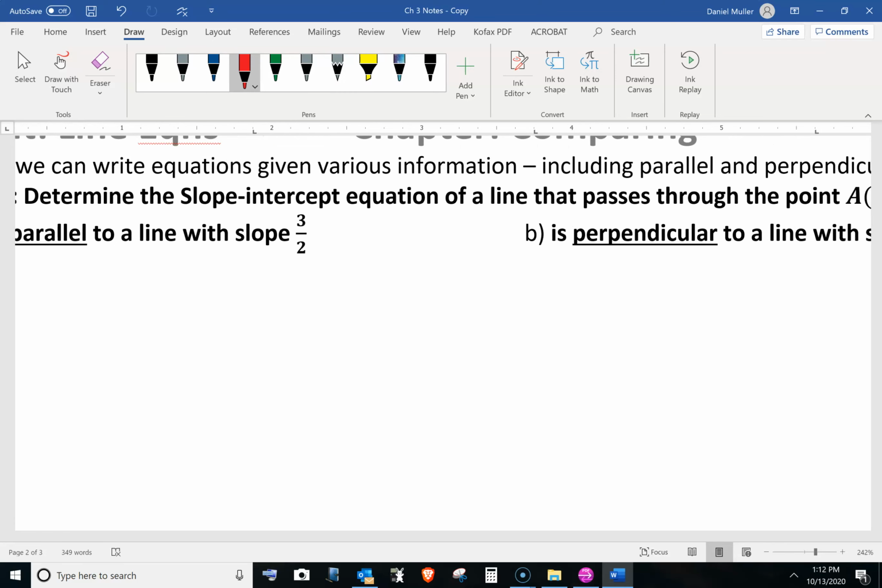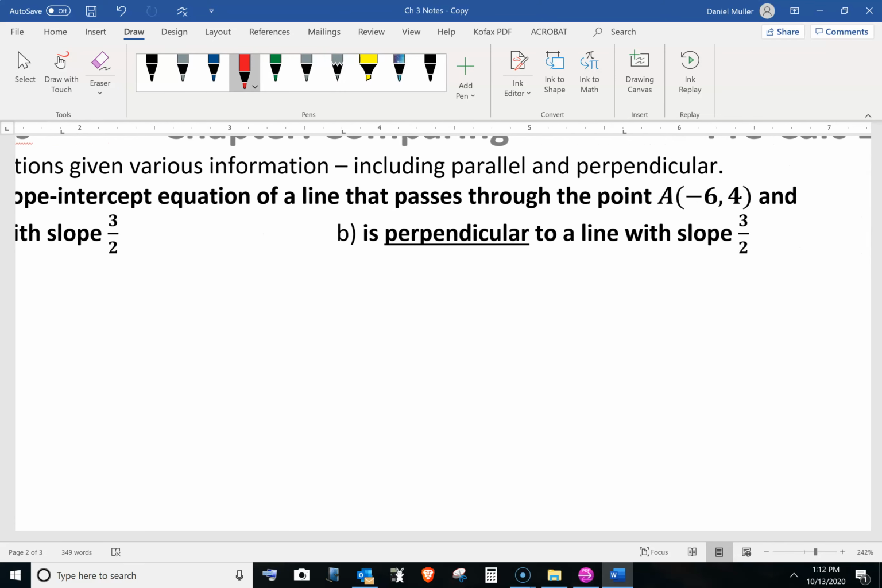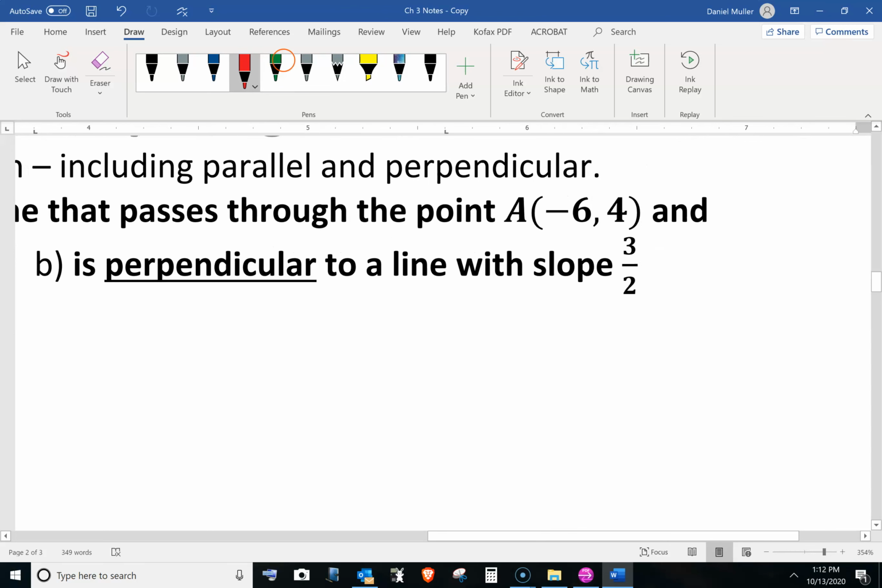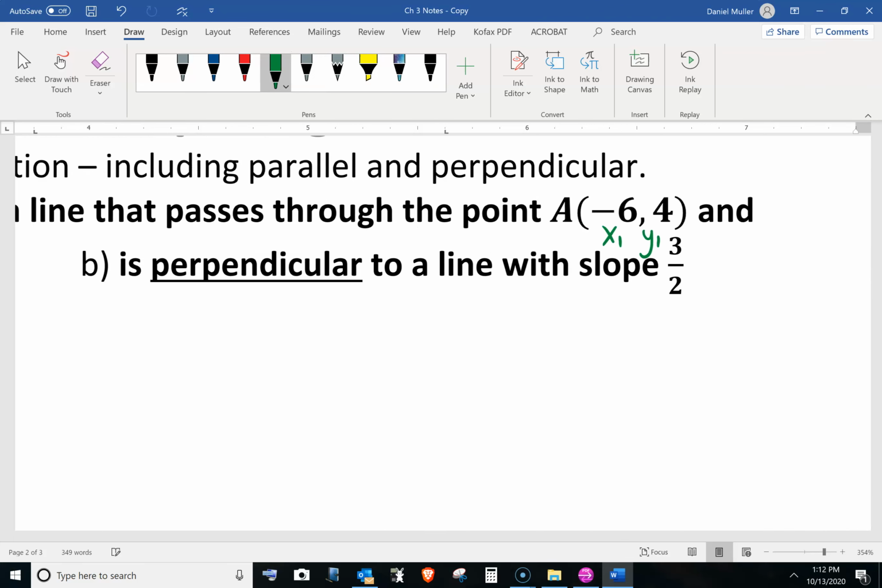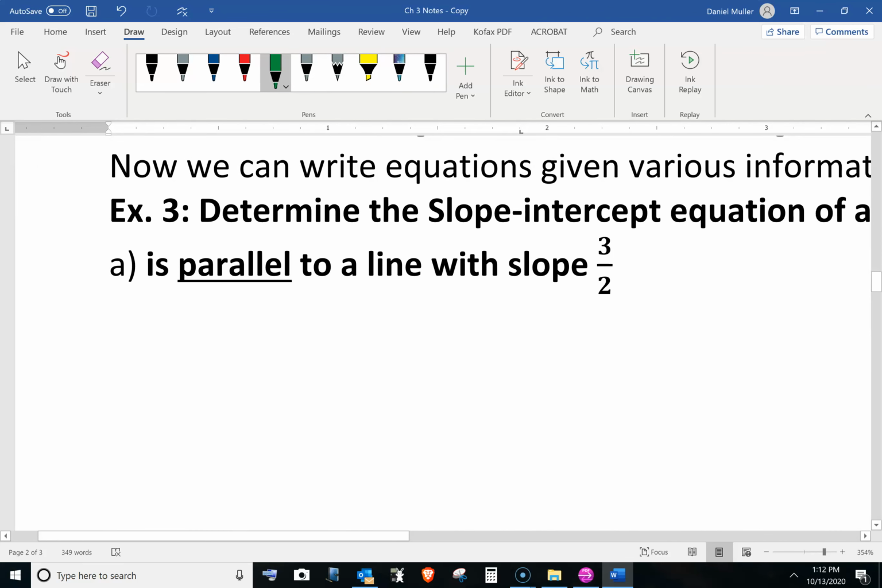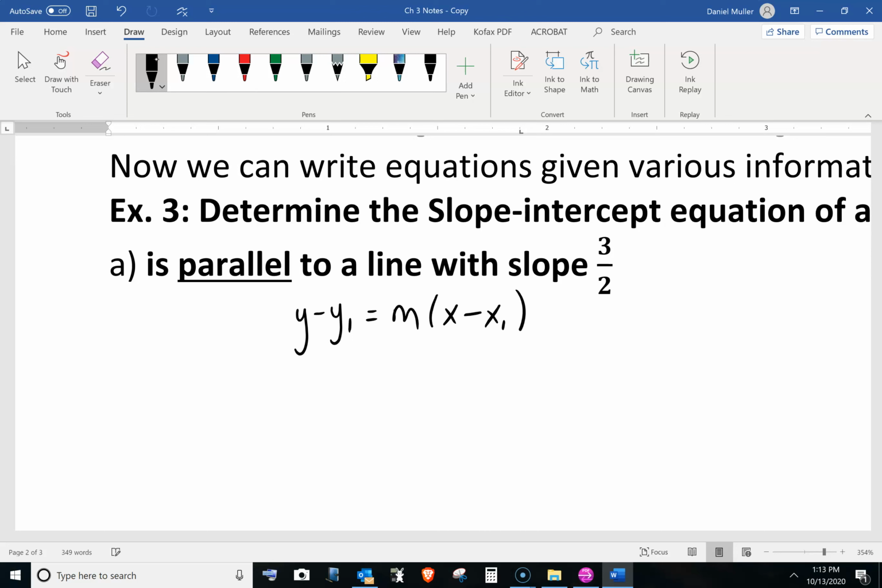So it'll be a slight difference, but it really is the same thing. So determine the slope intercept equation that passes through this point. Okay, so there's the point. So that's going to be our x1 and our y1. And it has to be parallel to 3 over 2. So let's go with y minus y1 equals m bracket x minus x1. You get to start with this equation. So we need our slope. Our slope is going to be parallel to this, which means identical. So we'll say 3 over 2.